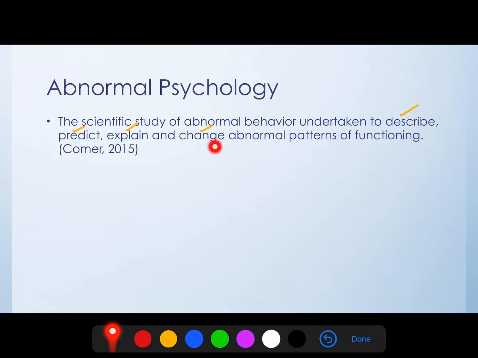And then, of course, we also want to be able to change abnormal patterns of functioning. So that means we're also going to look at treatments. What are the treatments used by medical and mental health professionals to help improve the conditions of those with psychological disorders? Okay? So, yeah. Sige.